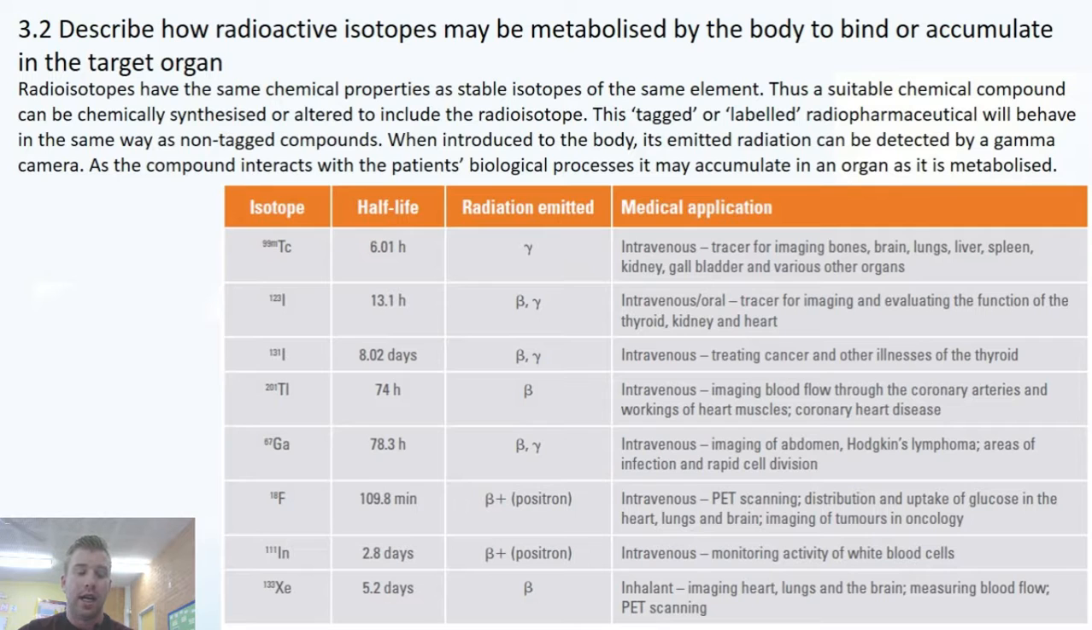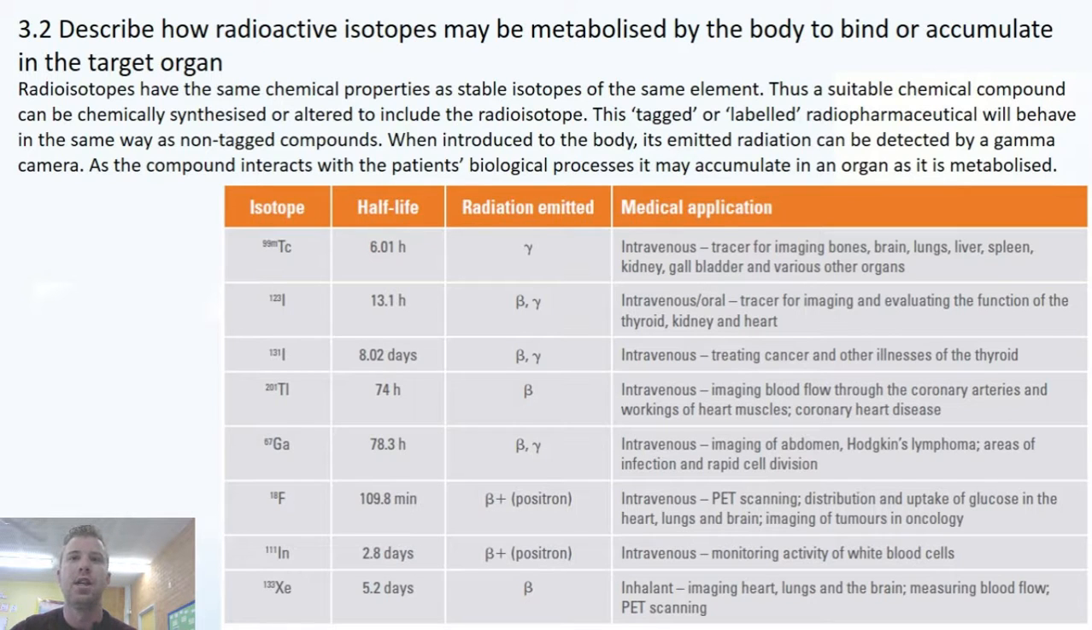The main concept here is its half-life is dependent on the application. So we don't want a half-life that is extremely long, obviously for health concerns and obviously radiation given off in the surroundings. But we also want to have a half-life that is appropriate to conduct the scan and also to synthesize the isotope to get it to the hospitals.